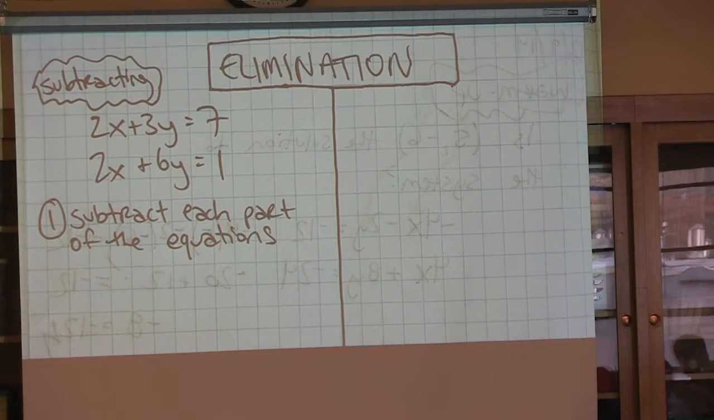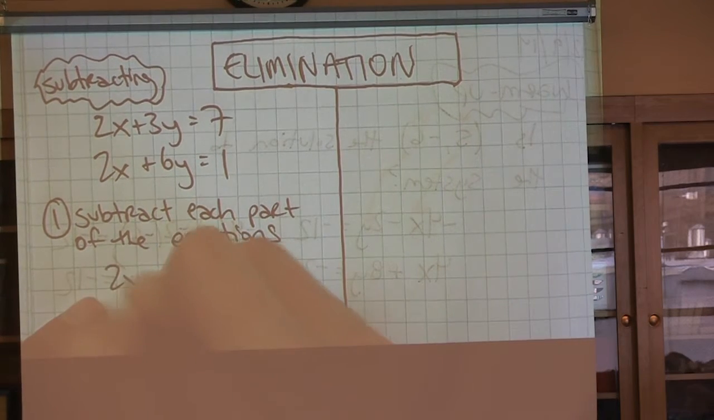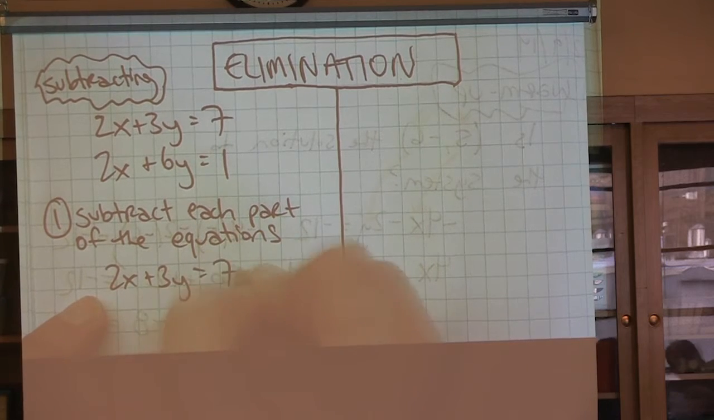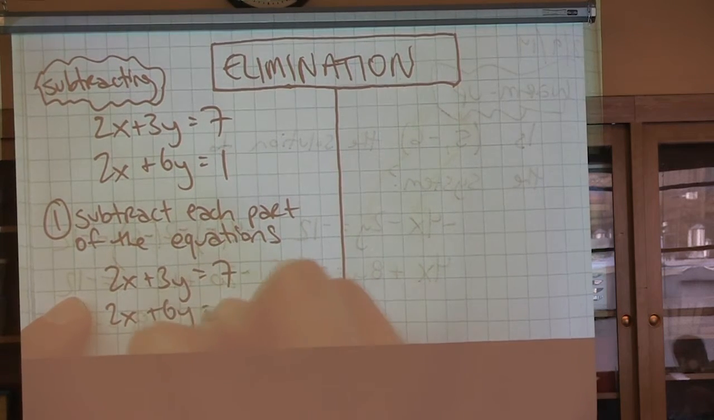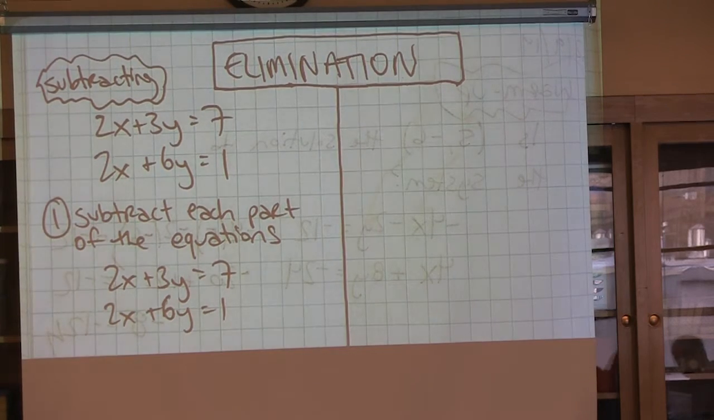We are going to subtract these two equations, and we're going to subtract each part. So I'm going to rewrite my equations: 2x plus 3y equals 7, and 2x plus 6y equals 1. And we are going to subtract each part of them.